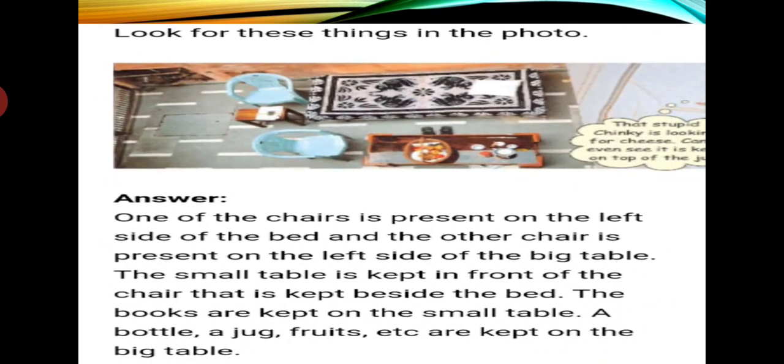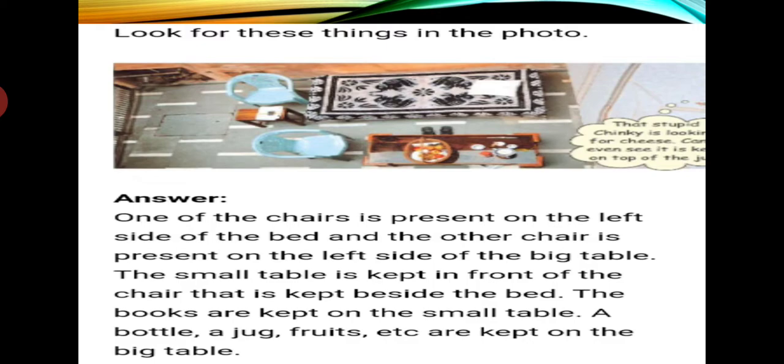Second question. When Gappu looked down, he could see the bed, chair, one table with books on it and the other table with a bottle, a jug, fruits, etc. Look for these things in the photo. So a photo is there in your book, page number 52. Two tables are there, two chairs are there. Some things are kept on the table. This is the same picture. What all things are there in the photo you have to see, and just check what all things are present on the table.